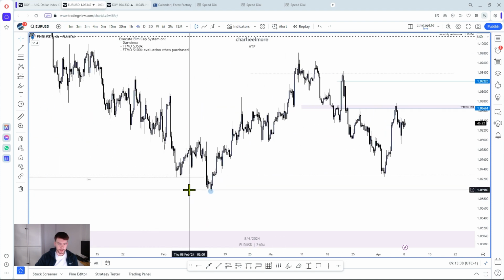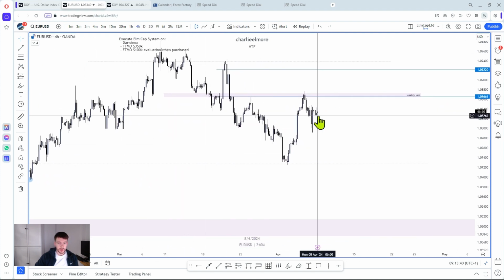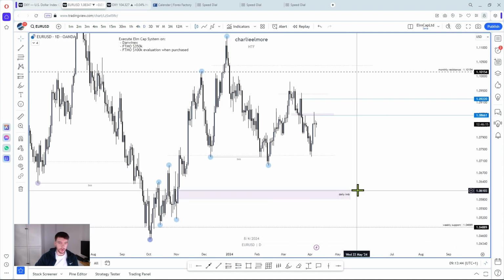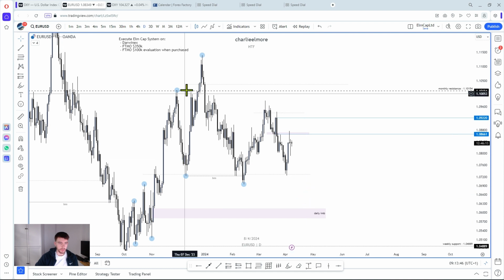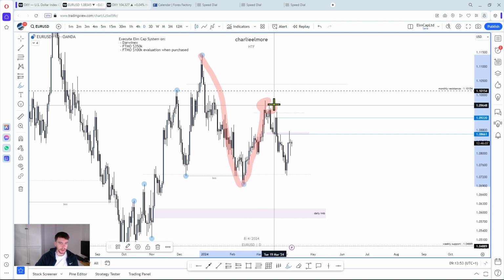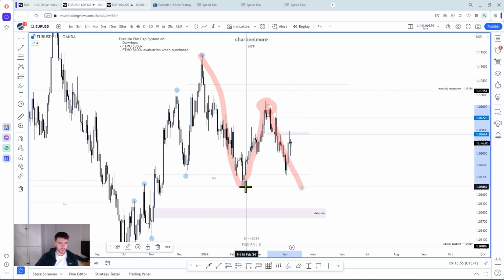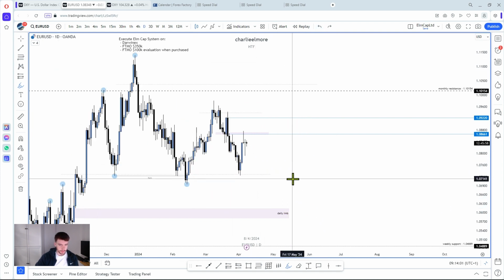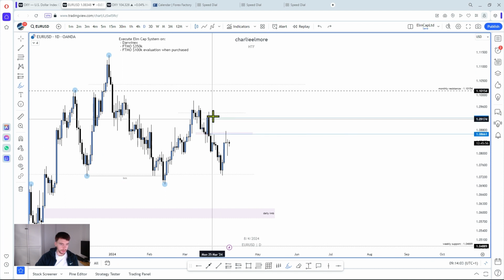We could end up going for the low eventually because we've got areas to fulfill down here. We've got breaks of structure on this as well. So therefore we've come into a premium of this leg right there. So we could actually make a new low, break that, and then come fill that eventually. That's sort of medium to long term, because let's not forget this is a daily time frame I'm looking at right now.